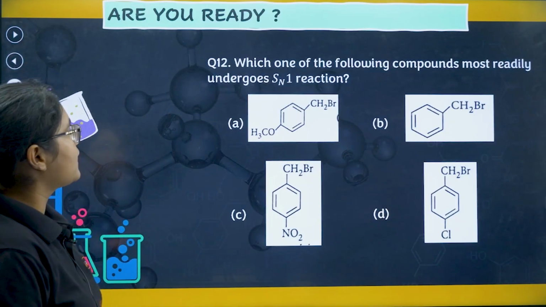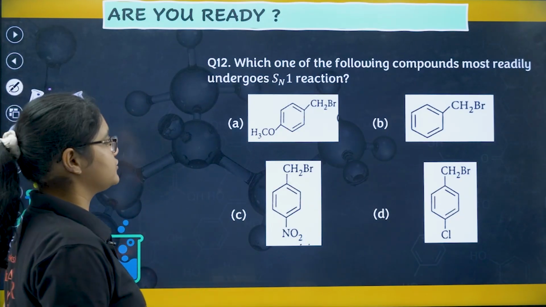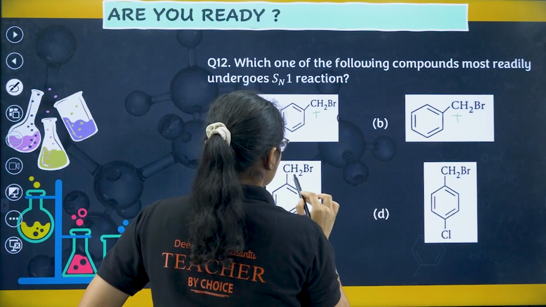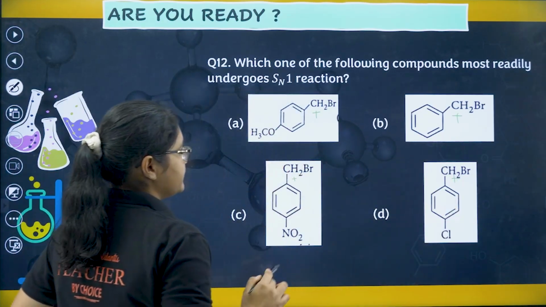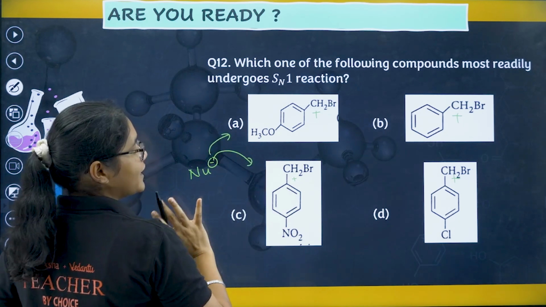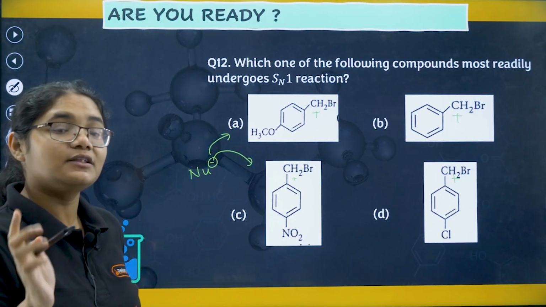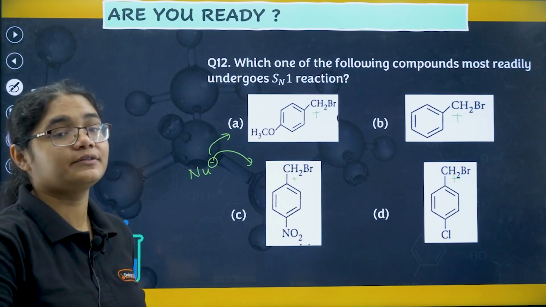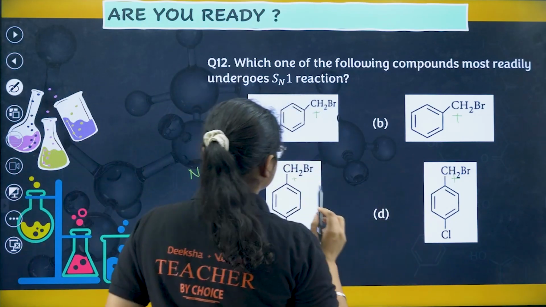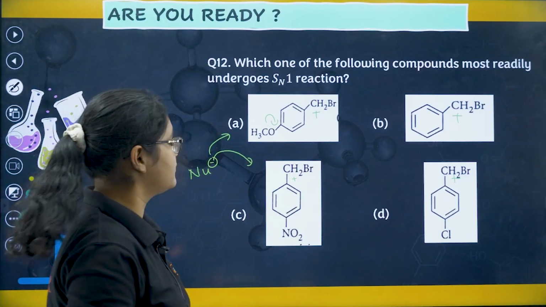Next, which of the following compounds undergoes an SN1 reaction readily? For an SN1 reaction, these all have a benzylic carbocation, right? Now see, a nucleophile should attack on these rings, right? So that means this ring should be more and more electron deficient. Where the electron deficiency is more, there the reaction will be faster. Now if you see here, in this case, this is electron donating, which reduces the electron deficiency of the benzene ring.